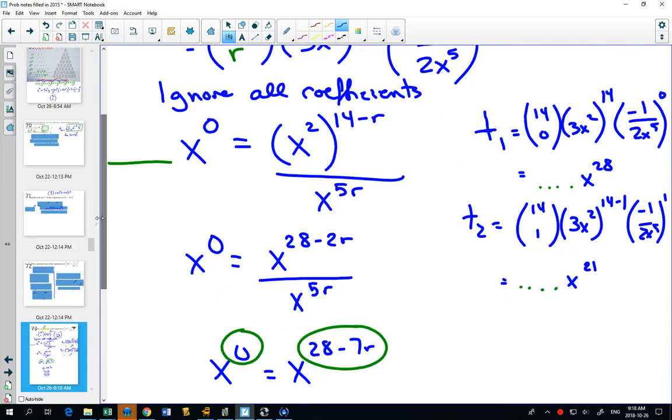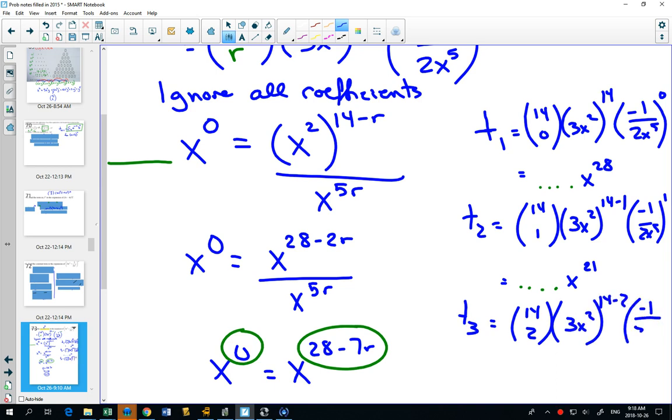And usually with the pattern method, you do 3 of them just to make sure you haven't made a mistake. The third one would be 14 choose 2, 3x squared to the 14 minus 2, and negative 1 over 2x to the 5 to the 2, which would equal some number x to the 14. And in the pattern, you say, what's happening to our exponents? They're going down by 7.